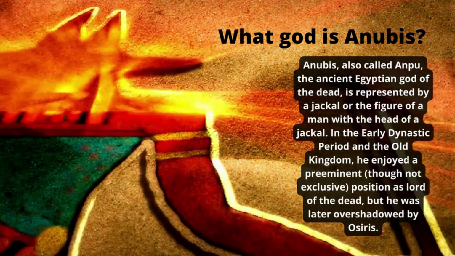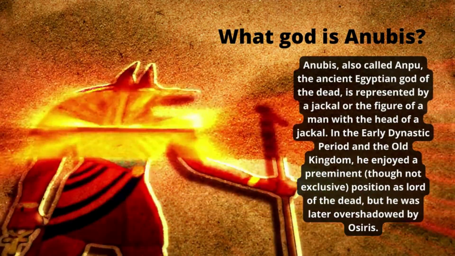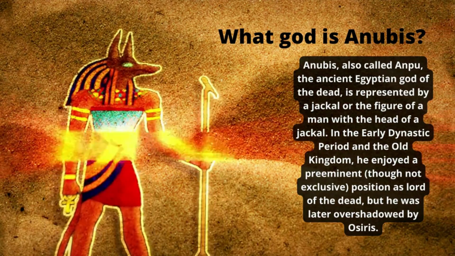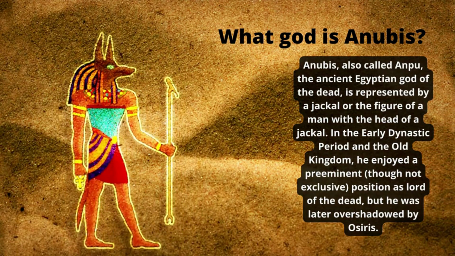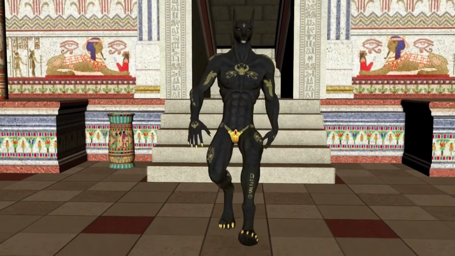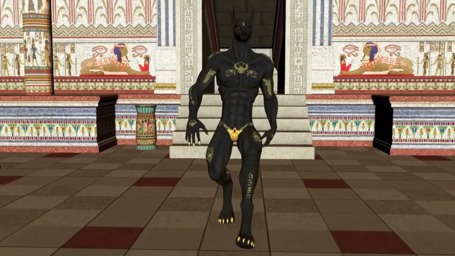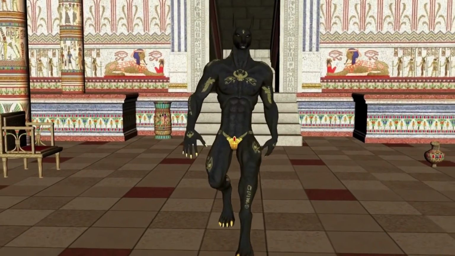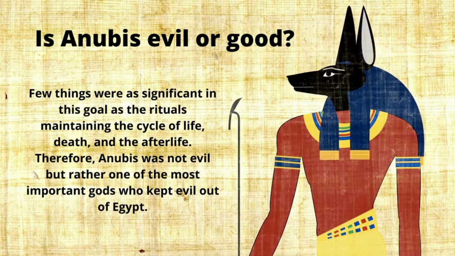What god is Anubis? Anubis, also called Anpu, the ancient Egyptian god of the dead, is represented by a jackal or the figure of a man with the head of a jackal. In the early dynastic period in the Old Kingdom, he enjoyed a preeminent, though not exclusive, position as Lord of the Dead, but he was later overshadowed by Osiris.